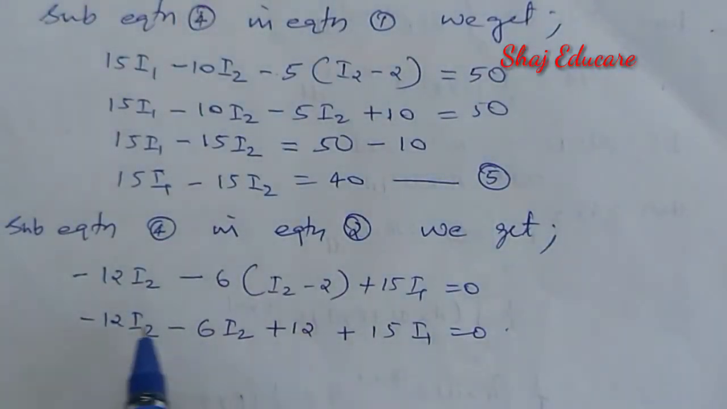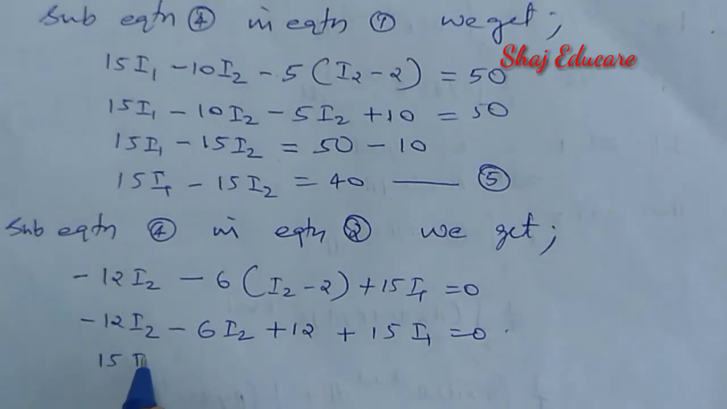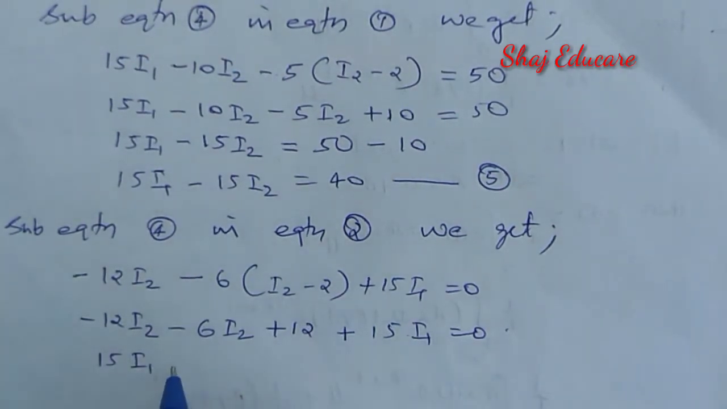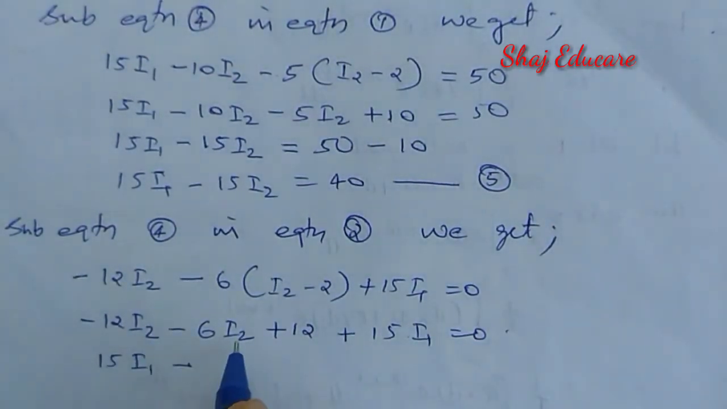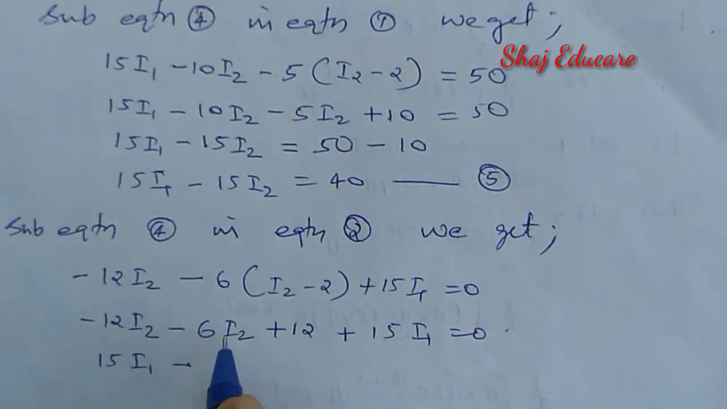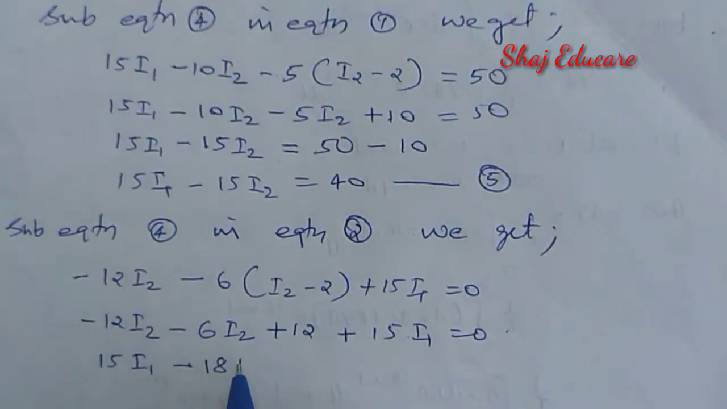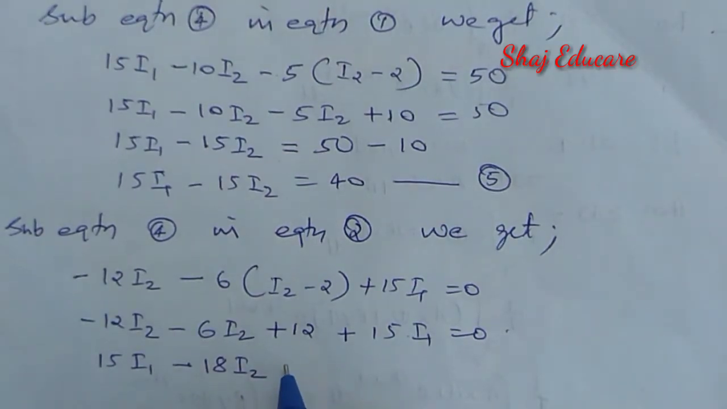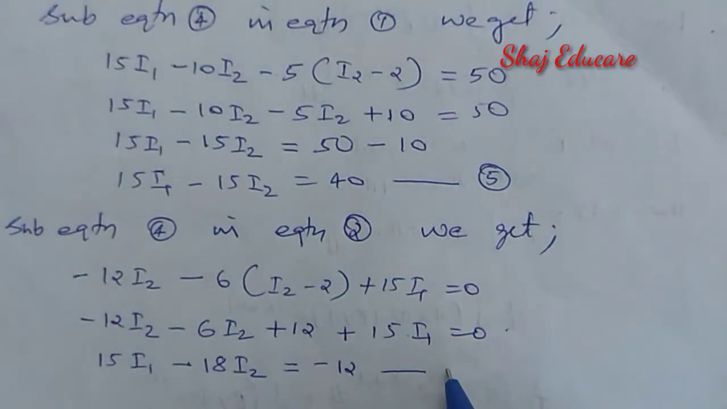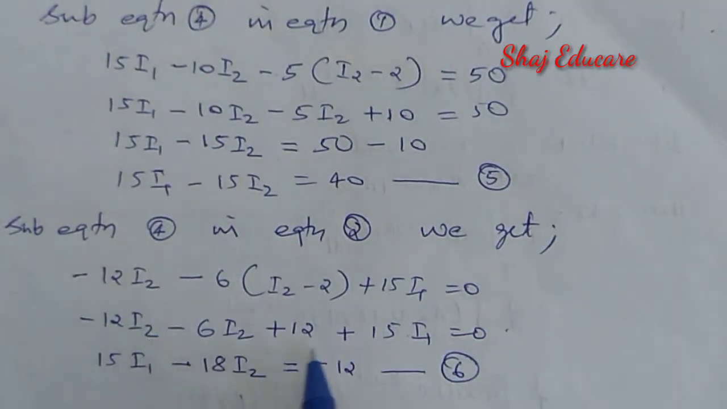Now we have to express this equation in reduced form as 15 I1 minus 12 I2 and minus 6 I2 is there. So if we add these two, we are getting 18 I2, that is equal to minus 12. That is equation number 6. We got this equation from this equation.